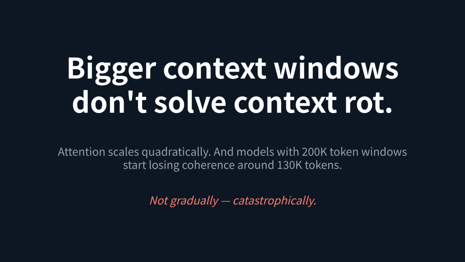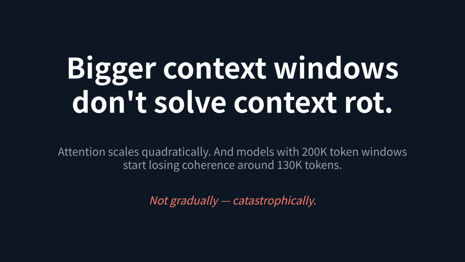Let's start with the problem. Transformer-based language models have a fundamental constraint. Their attention mechanism scales quadratically with input length. That means doubling the context makes it 4 times more expensive and slower to process. And even if you make the window bigger, you run into something called context rot. The model's ability to actually use all that information degrades long before the window is full. Studies have shown that models with 200,000 token windows start losing coherence around 130,000 tokens.